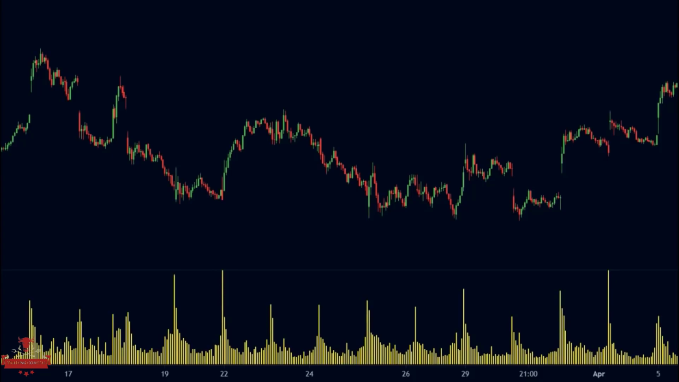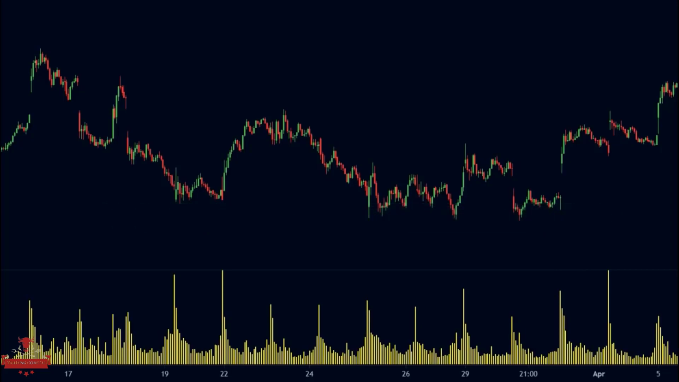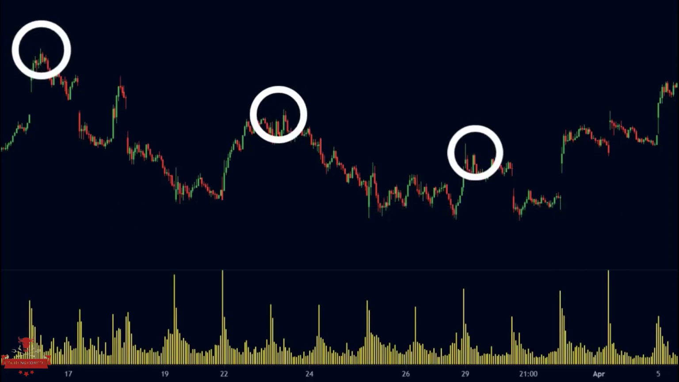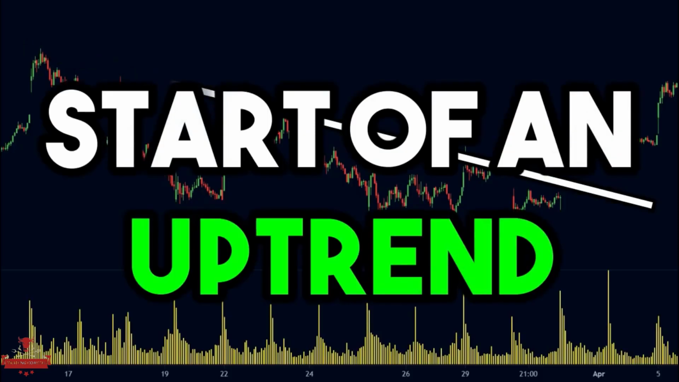Here we have the Apple stock on a 15-minute chart. As we can see, the price has been making lower highs. But it is facing difficulty in breaking below this price area. Therefore, we spot the swing points on the chart and plot a trend line connecting them. Now we want to see the price break above this trend line. Such a breakout would indicate the start of an uptrend.